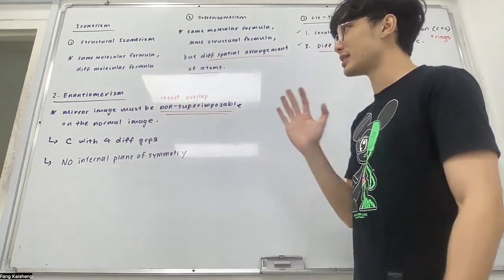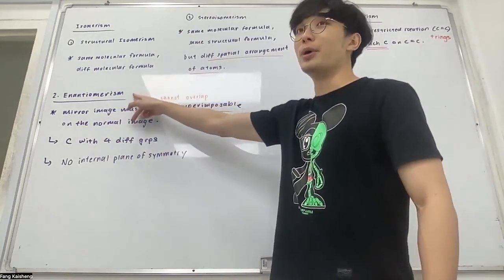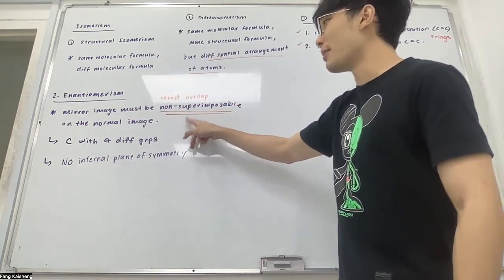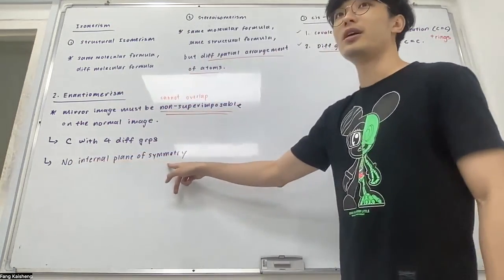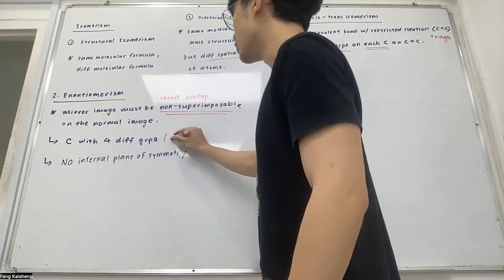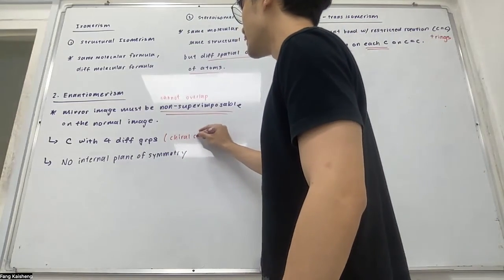So let's summarize this again. To be an enantiomer, you cannot overlap the images. And if you don't want to overlap the images, it cannot be symmetrical. The carbon must have 4 different groups. A carbon with 4 different groups is known as a chiral carbon. We're going to use this term from now.